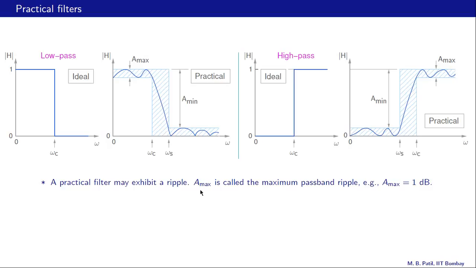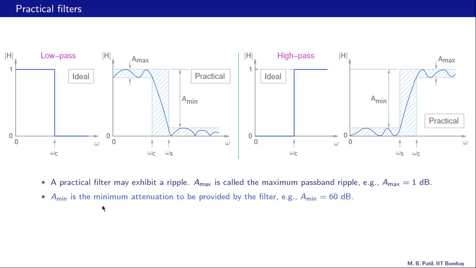A max is called the maximum passband ripple, this range here. And of course it is small, something like 1 dB typically. For some filters it is just 0 dB. So we actually have a flat magnitude of H in this region.